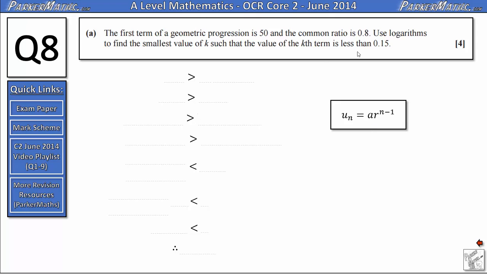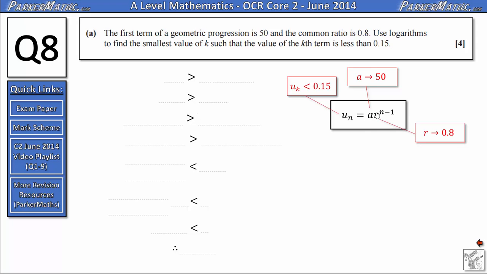Looking at the information given in the question, we're told that the kth term has to be less than 0.15. That means that un, or for the kth term uk, must be less than 0.15. We're also told that the first term is 50, so a equals 50. We're told that the common ratio is 0.8, so r is 0.8. And this is for the kth term, so instead of n here, we're going to have k.